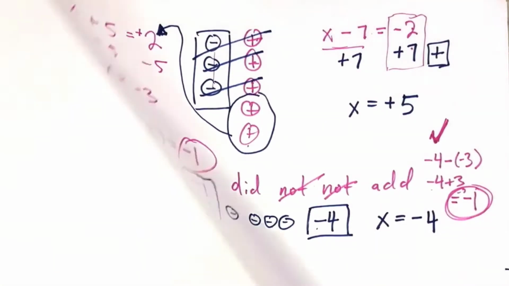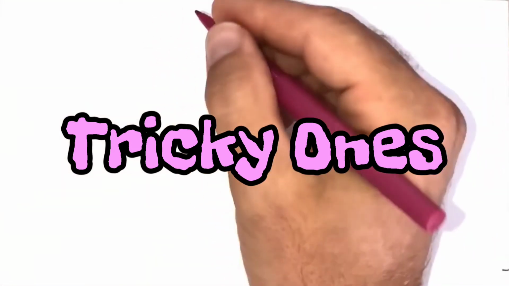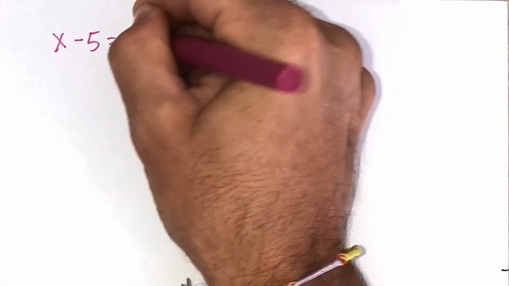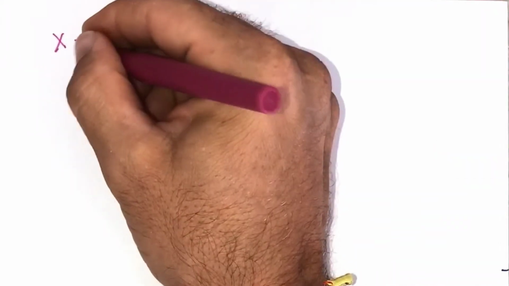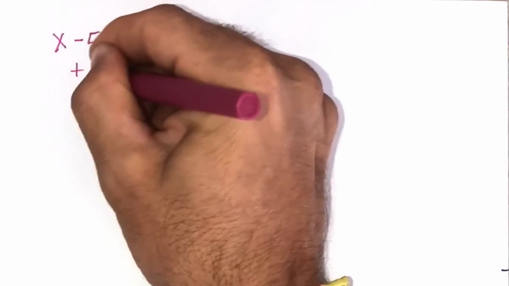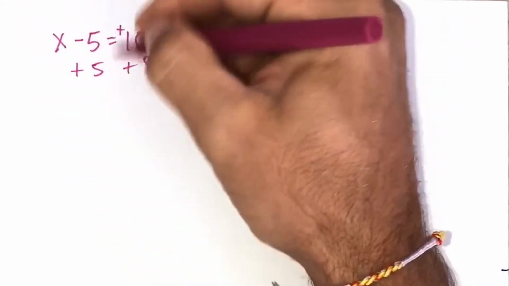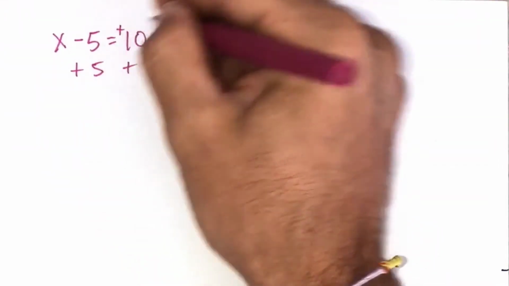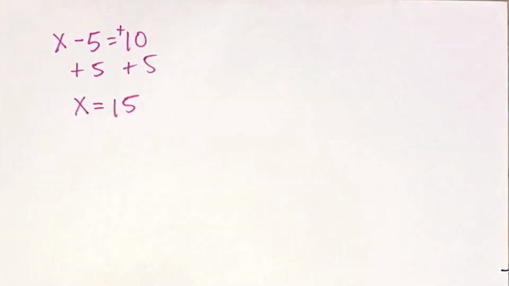A couple more examples. Here's one where you have x minus 5 is equal to 10, in which you are going to simply add 5 to both sides, and you have, again, the same sign. So we looked at negatives with the same sign. Here you have positives with the same sign. You're just simply adding these together, and you're getting x is equal to 15.